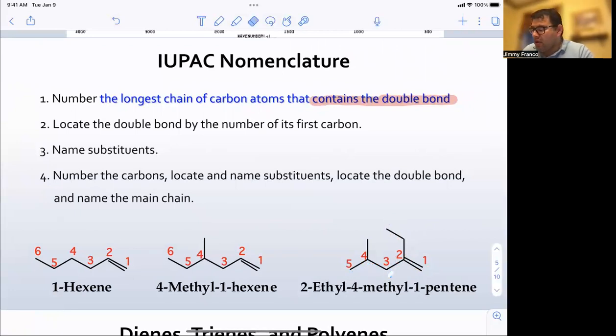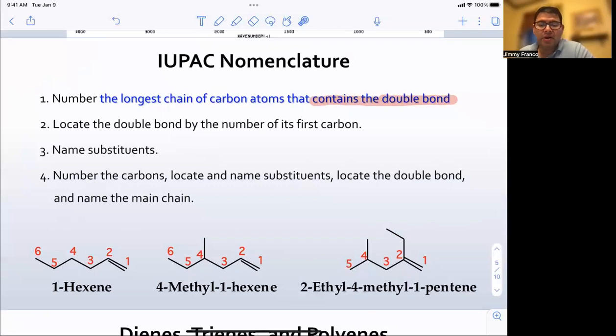And then when you're picking the number that's going to tell us where the double bond is, you always pick the lowest of the 2. So it doesn't have to be 1, but it's got to be the lowest number. All right, and then after that, everything else stays the same. We're going to name all the substituents. We're going to put the location and number of each of them.